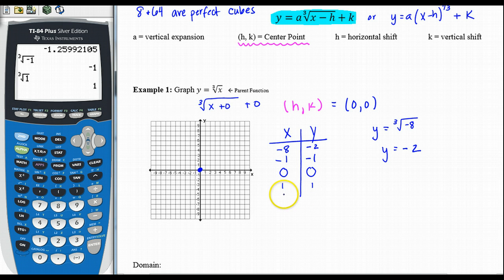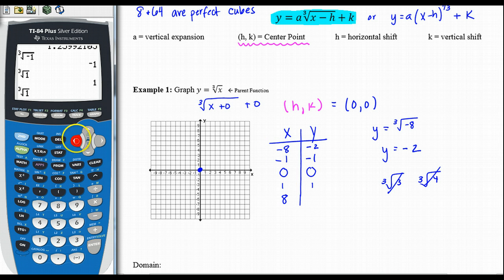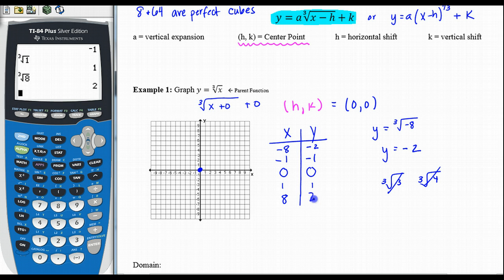And then again, we don't want to choose 2 or 3 or 4 or 5 or 6 because if we take the cube root of 3 or the cube root of 4, we're getting decimals. So we need to find the next number, which happens to be 8, that when we take the cube root of 8, there we go, I get a positive 2. So now all of these points are really easy for me to graph.